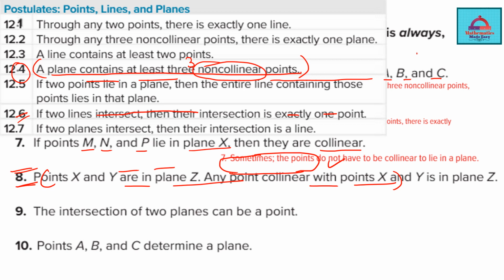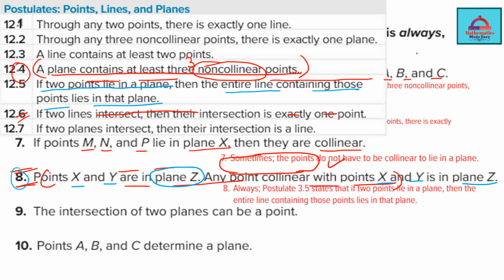The postulate that I'm going to use here is, let me change color: if 2 points lie in a plane, then the entire line containing those points lies in that plane. So if you see question 8, 2 points are given and they are in the same plane, then any point collinear with these points is in plane Z. So this has to be always true, because we are using this postulate that if 2 points lie on the plane, then the entire line containing those will always lie in the plane. So this is very, very true.